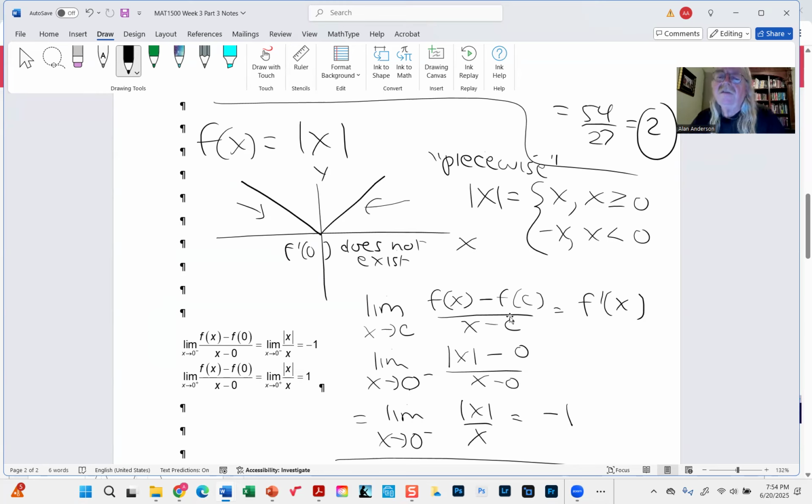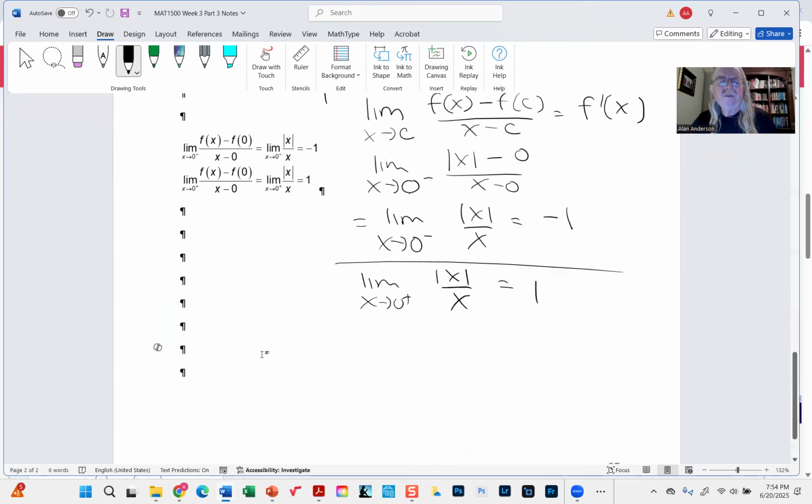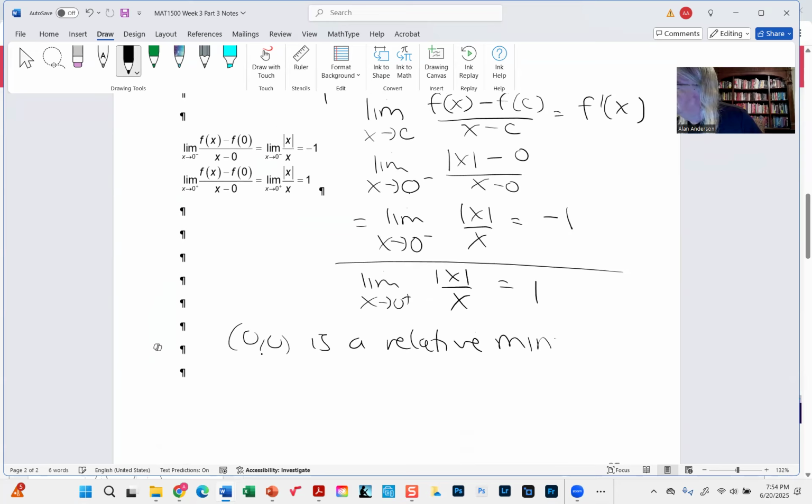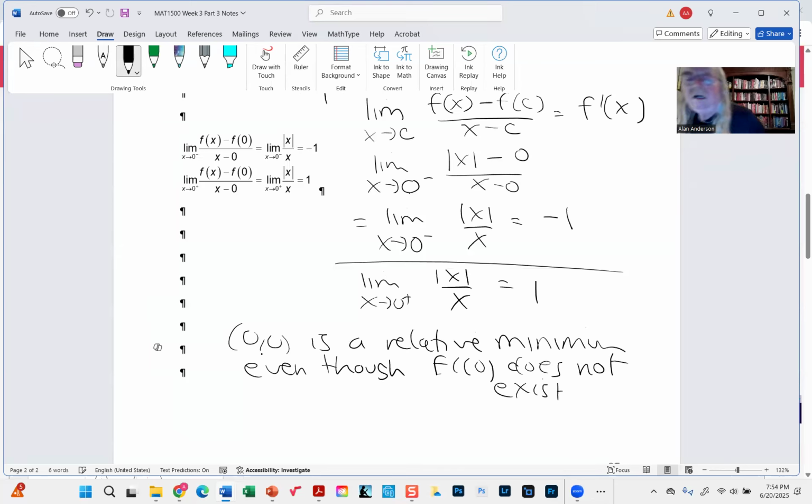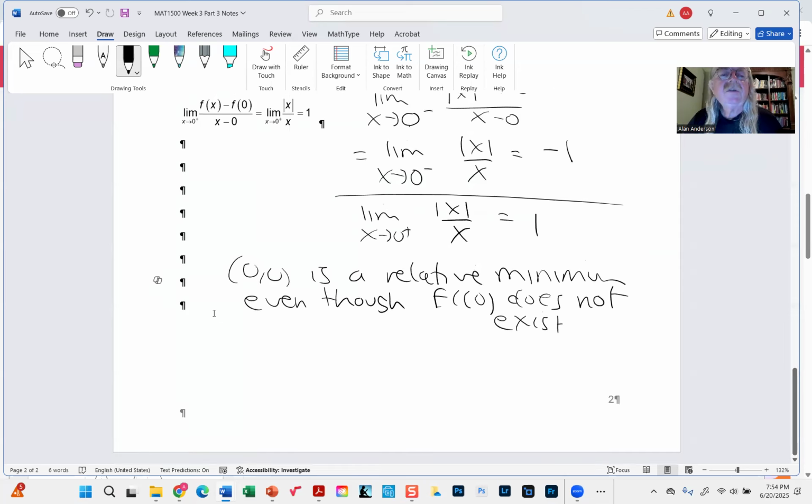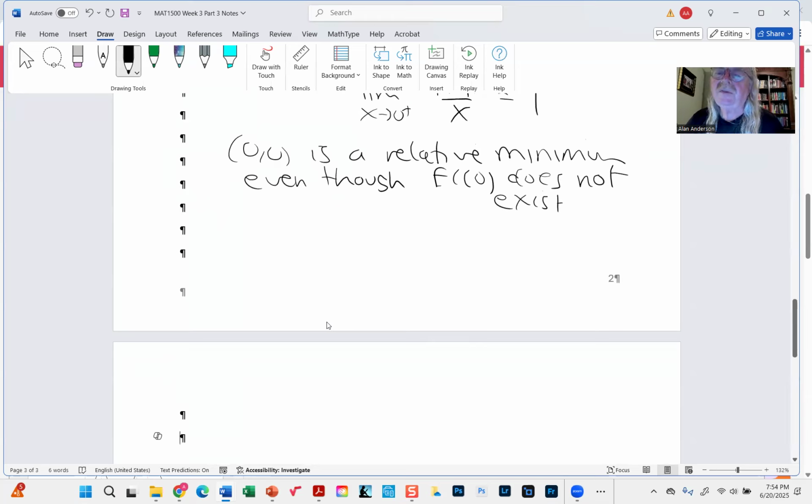So you can see this is a very interesting case. The point 0, 0 is a relative minimum even though f prime of 0 does not exist. So that means there's two different ways in which we can have a relative maximum or relative minimum.